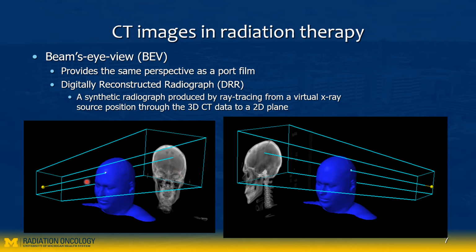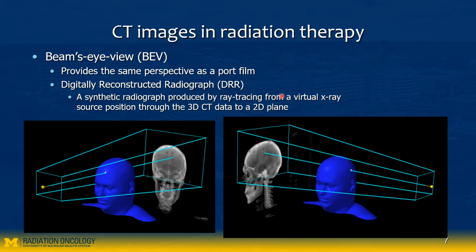As each ray goes through different anatomy, you have this variation of attenuation that creates this grayscale. So as you turn the gantry, here you create a lateral DRR, again, digitally reconstructed radiograph. So in short, it's a synthetic radiograph produced by ray tracing from a virtual X-ray source.